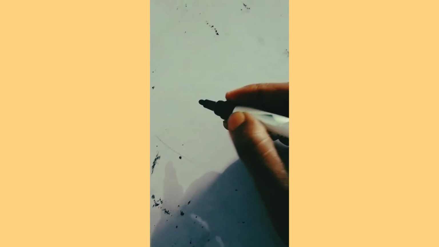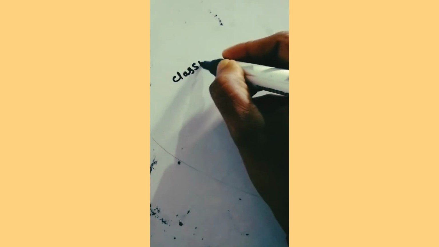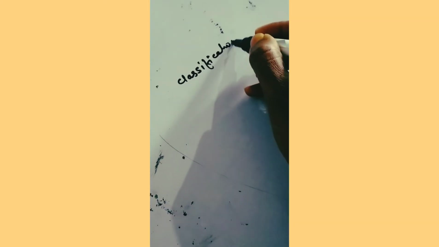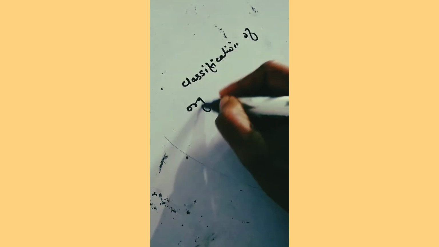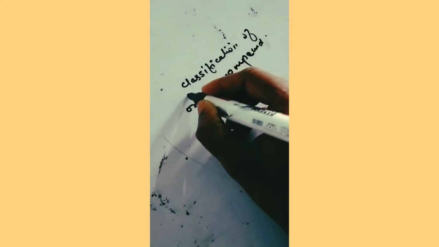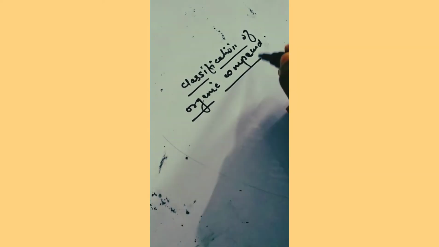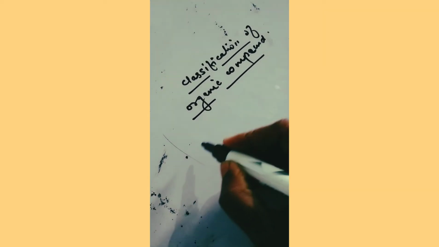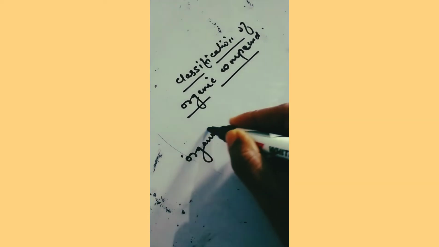Next we will discuss the classification of organic compounds. Classification means how many types of organic compound are present, and they can be classified in series form. If you talk about organic compounds, they are two types: one is acyclic and another is cyclic. So what is acyclic and what is cyclic?